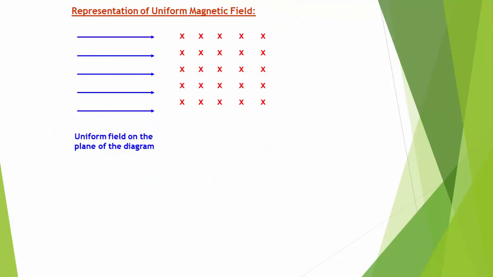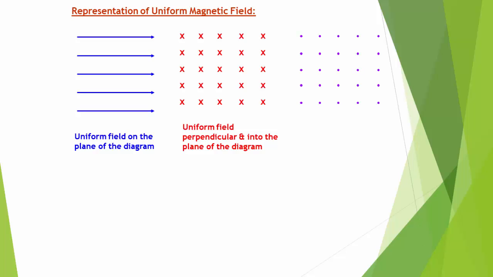And the second condition is these cross marks. These types of marks are used to represent the uniform field perpendicular to and into the plane of the paper, moving into the plane of the paper. And these are the dotted lines. These dotted lines are used to represent the uniform magnetic field perpendicular to and emerging out of the plane of the diagram.